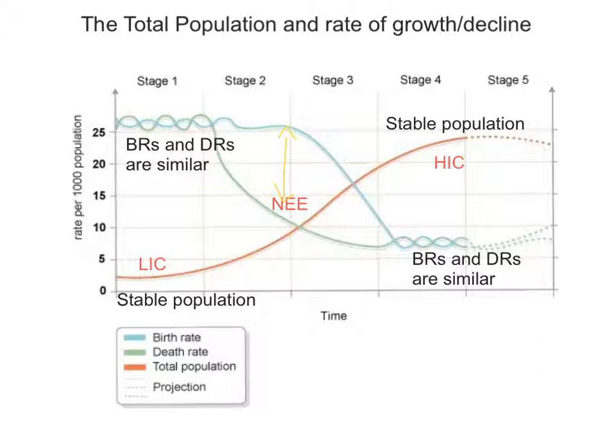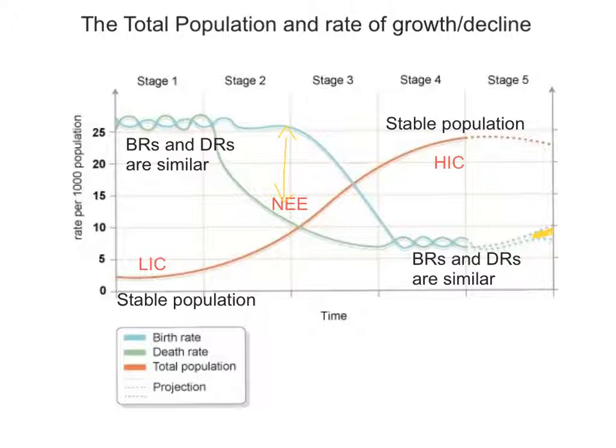And finally, you'll notice that the population in stage 5 begins to decrease. And if you look carefully, you'll notice that the death rate is higher than the birth rate. So more people are dying in a society than are being born. And the difference between the two here shows us that there is a natural rate of decrease.